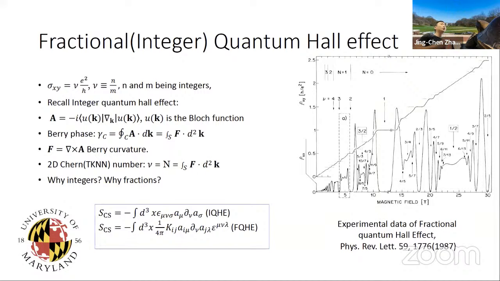So let's review two important experimental results. The first one is the experimental data from the fractional quantum Hall effect. On the right-hand side is the famous PRL paper that won them the Nobel Prize. This is the figure of the Hall resistivity versus magnetic field. The curve above has a lot of plateaus which are integers, and those are the integer quantum Hall effect. You can see some plateaus of 4, 3, 2, 1, etc.